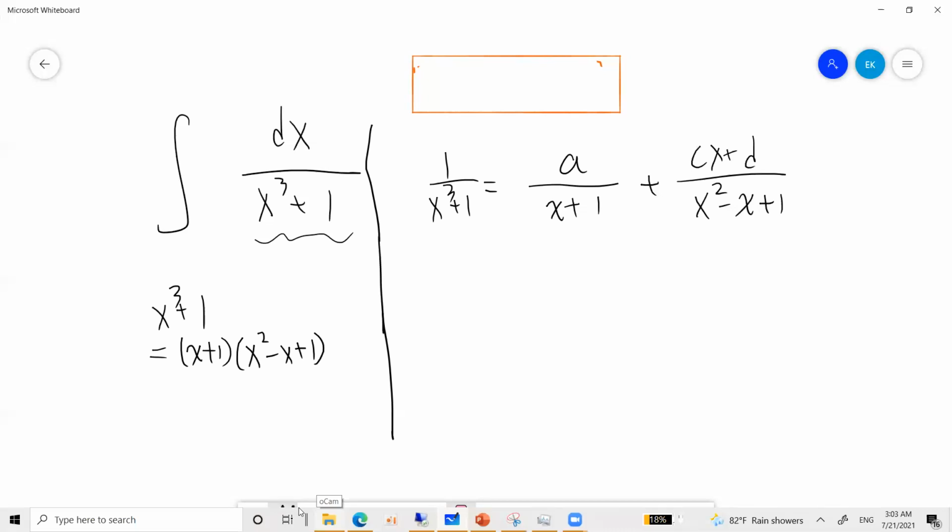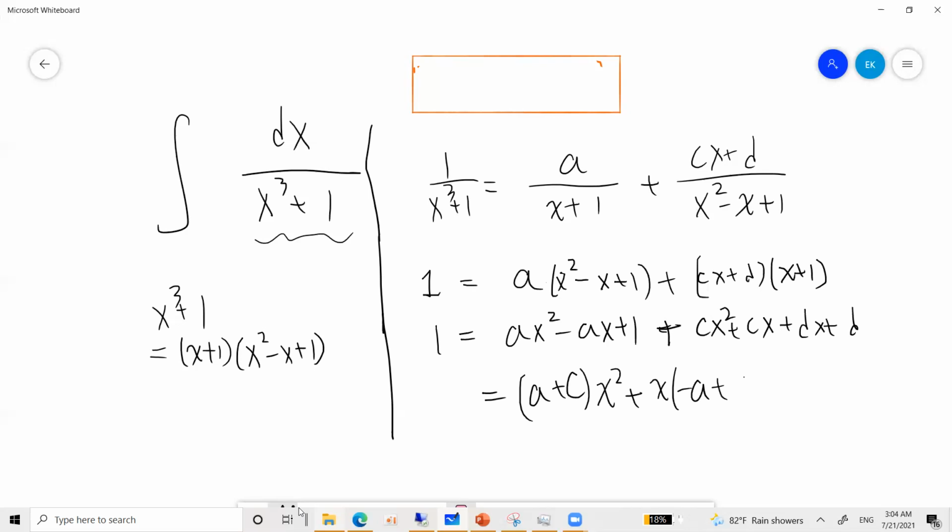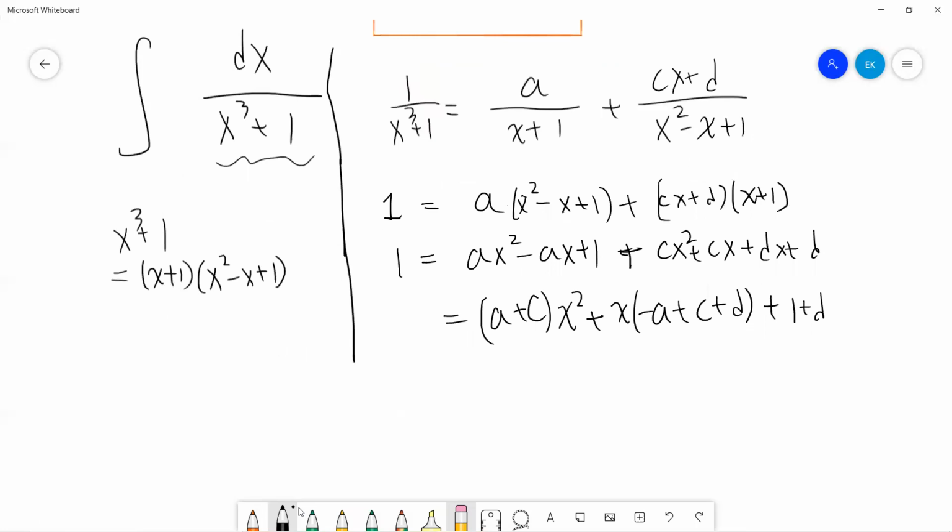Okay, so now let's do the expansion. We get 1 equals a times x squared minus x plus 1 plus cx plus d times x plus 1. Okay, so we can do an expansion. We get ax squared minus ax plus a plus cx squared plus cx plus dx plus d, which is a plus c times x squared, plus minus a plus c plus d times x, plus a plus d.